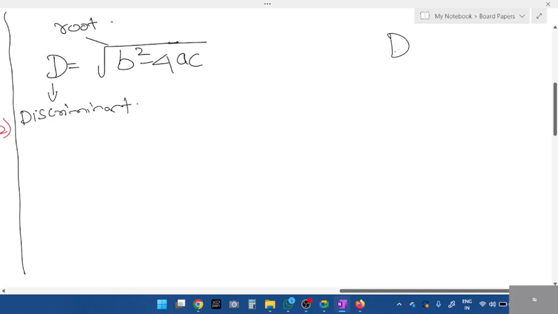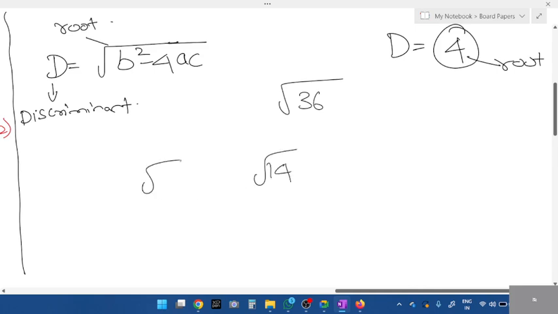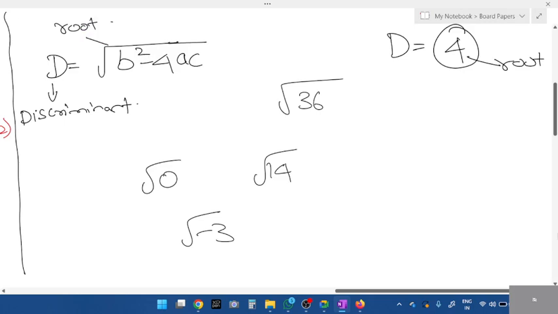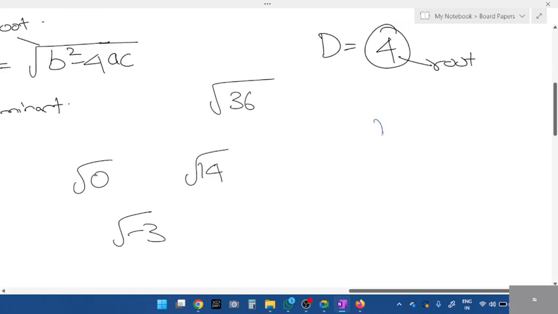Whatever answer you get, D is equal to 4. This is root value. Now, if I write 36, if I write 14, 0, minus 3, these are the different types of root, students. Before this, what is rational and irrational number? What do you mean by rational number, irrational?